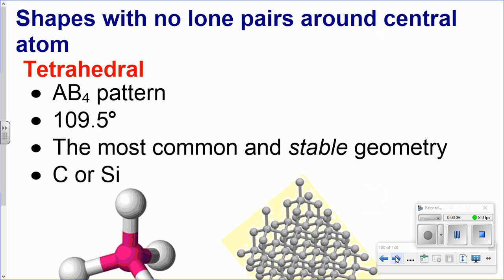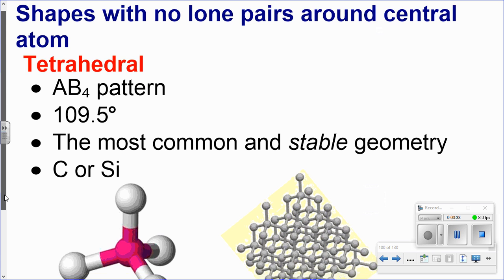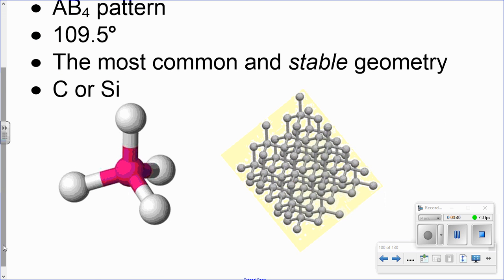Another one is called the tetrahedron. The tetrahedral shape looks like this. It's got 4 things attached to a central atom. There's 109.5, and this is the most common and stable geometry that we know of.